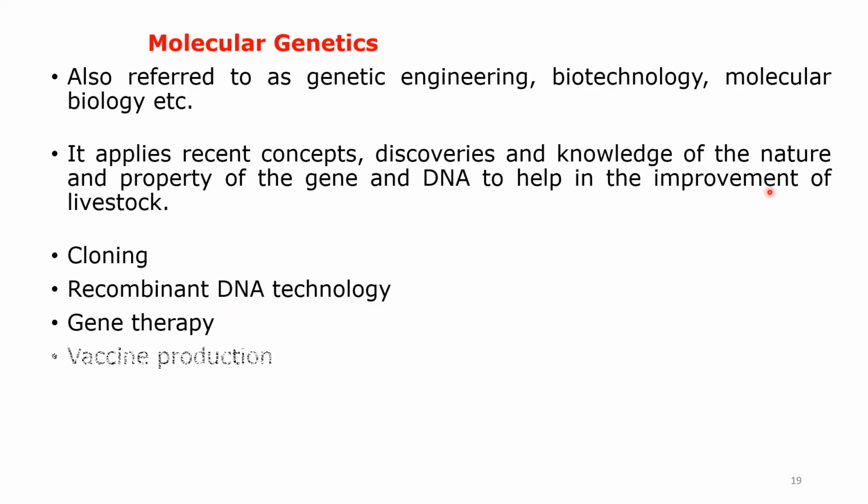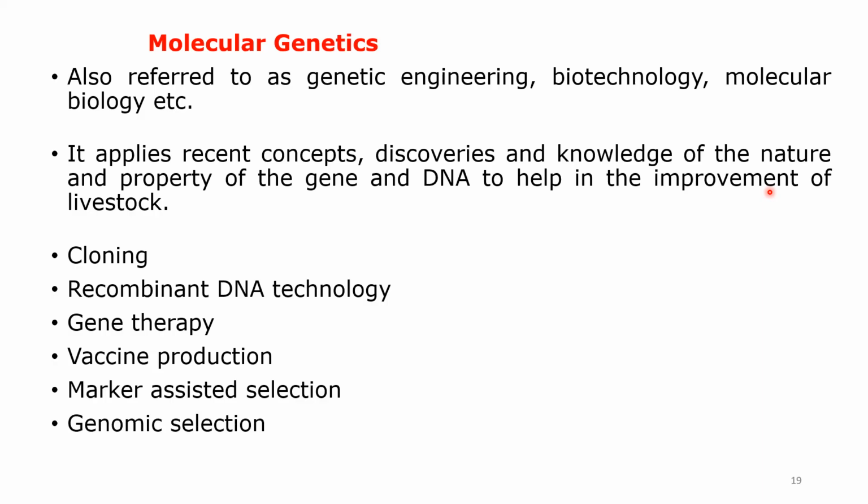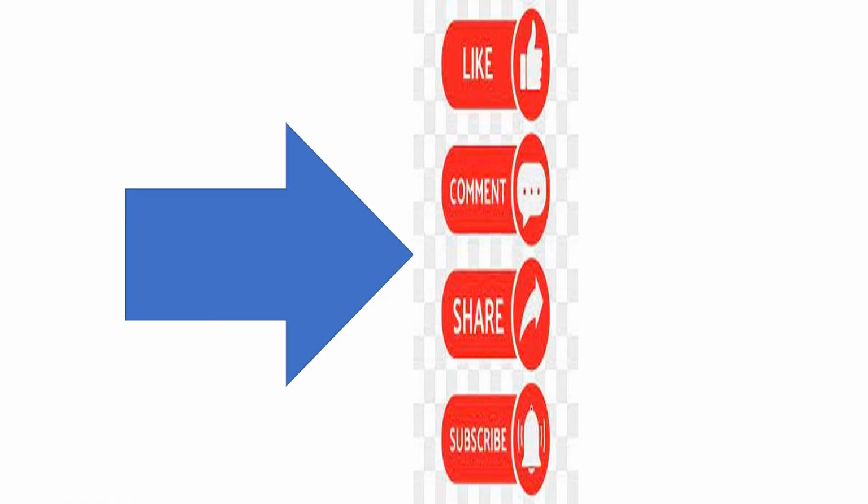So these are some of the methodologies used in molecular genetics, like cloning technology, recombinant DNA technology, gene therapy for repair of rogue genes and so on, vaccine production, marker-assisted selection, genomic selection, and so on and so forth. This is the rave of the moment, and several things are happening in this area that is helping us in the genetic improvement of farm animals. So we have come to the end of the introductory aspect of this module.